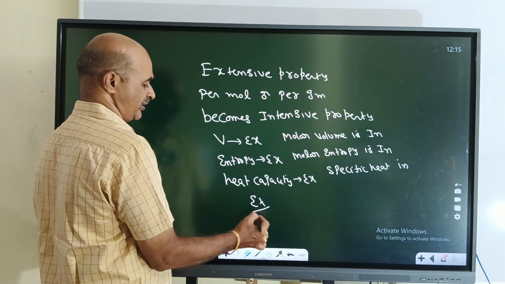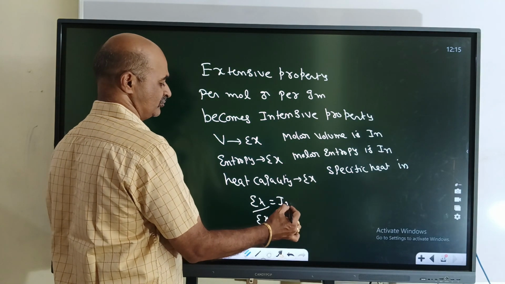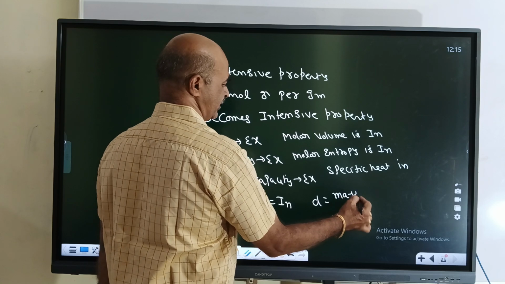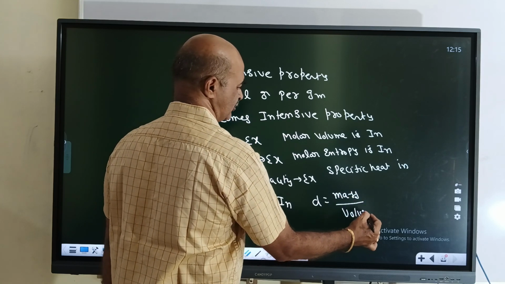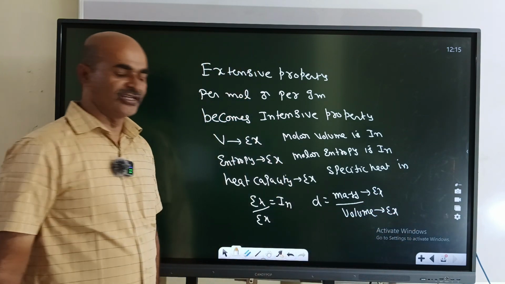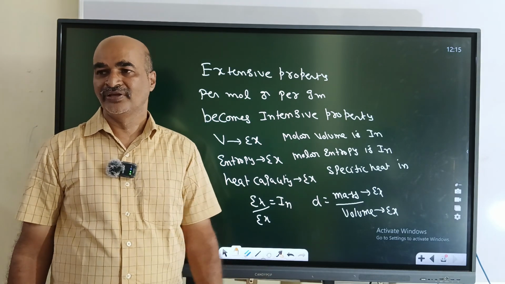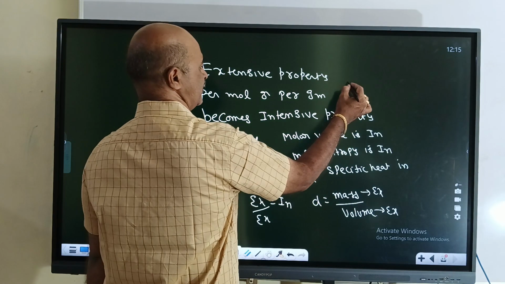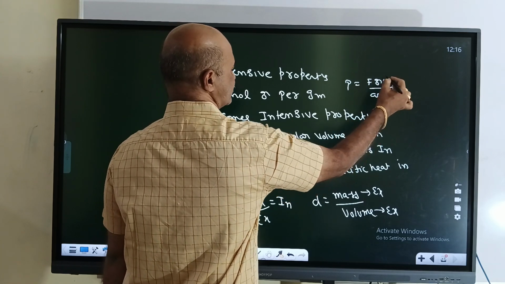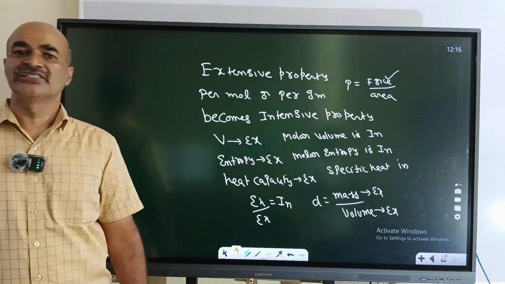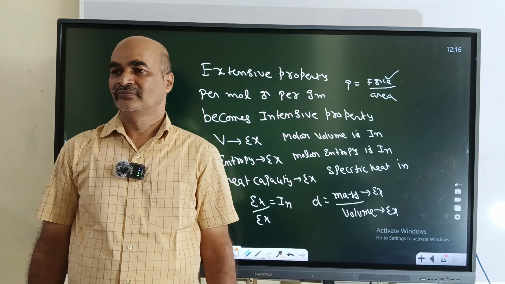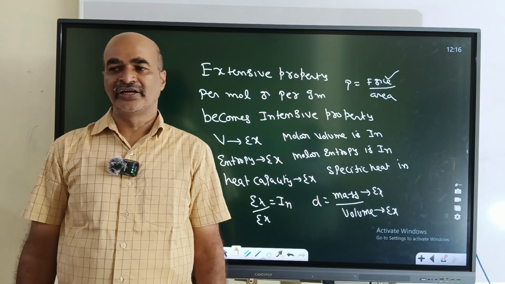Extensive by extensive is equal to intensive. For example, density is equal to mass by volume. Mass is extensive. Volume is extensive. Extensive by extensive is equal to an intensive property. Similarly, pressure is equal to force per area. Force is an extensive property. Area is an extensive property. Extensive by extensive is equal to an intensive property. Okay, you understand? Right.